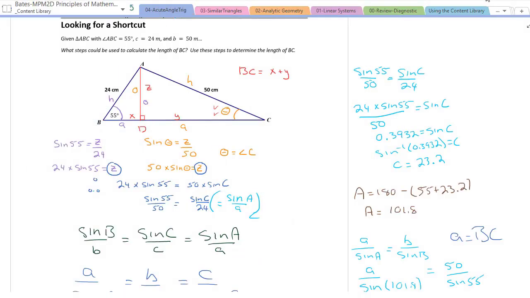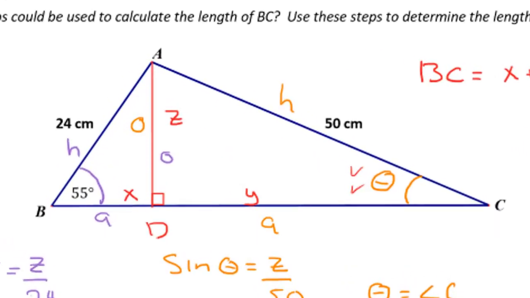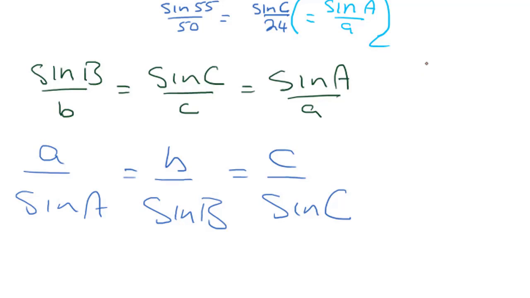So I've just shown you how I can draw an altitude going from vertex A down to BC. I can use what I know about primary trig ratios to solve for the length of BC in triangle ABC. In this unit, we're introducing the sine law. The sine law states that in triangle ABC, sine of angle B over side B equals sine of angle C over side C equals sine of angle A over side A. We'll use the sine law in this form when we're trying to calculate an angle.